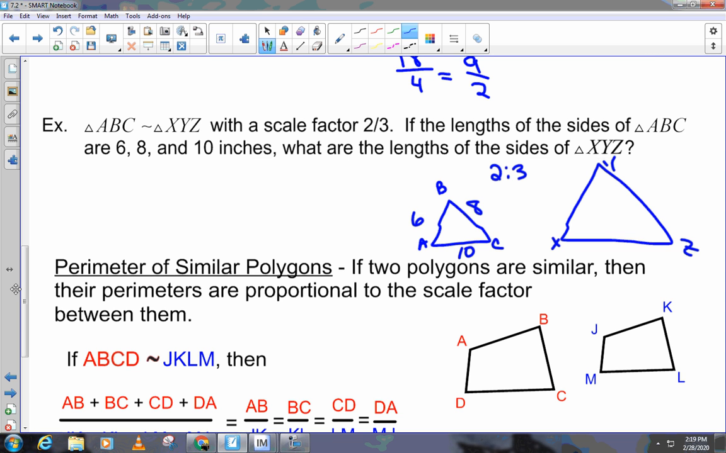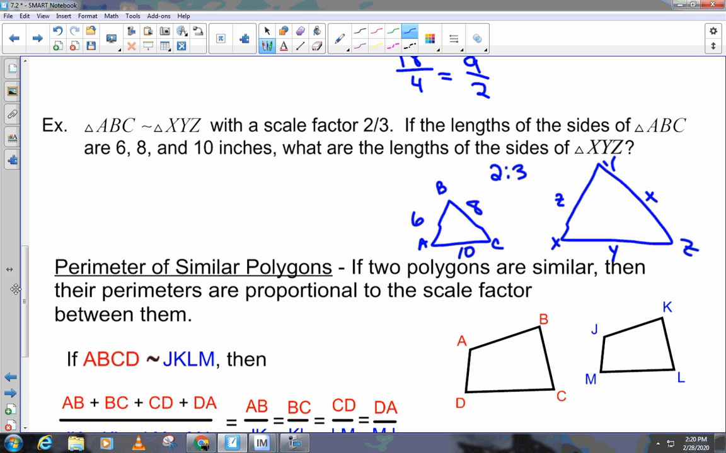So I'm going to find, we'll let this be little z because it's across from angle z. We'll let this be little y because it's across from angle y. And we'll let this be little x because it's across from angle x. Okay? And I'm going to use the scale factor and the sides to come up with these lengths.